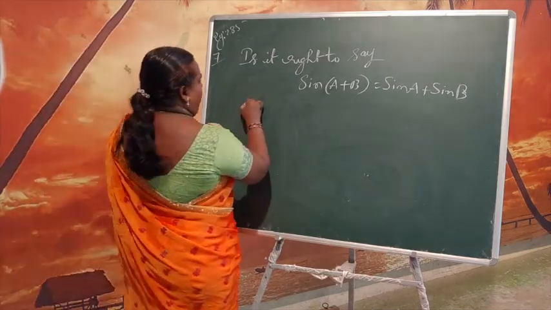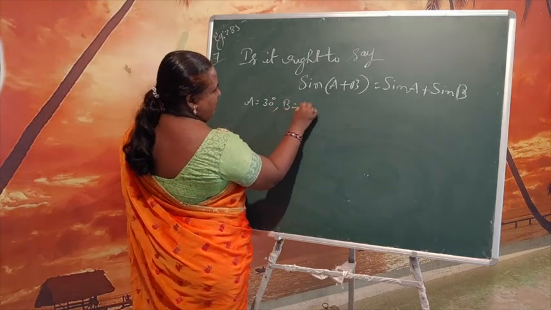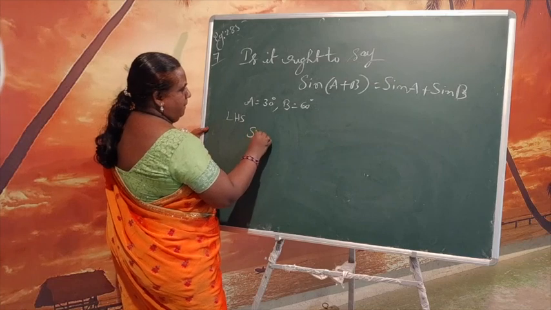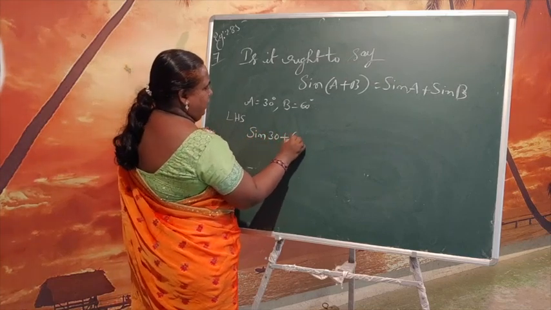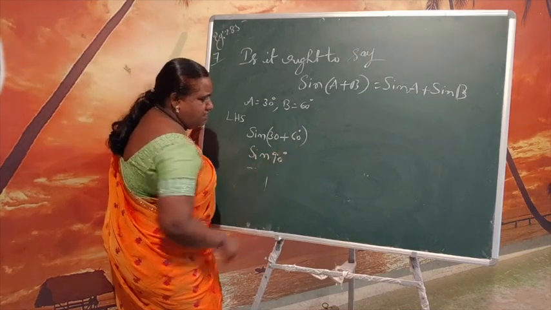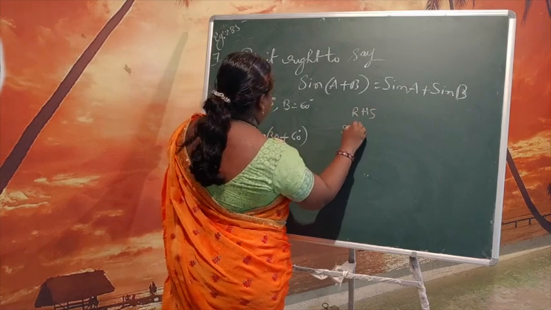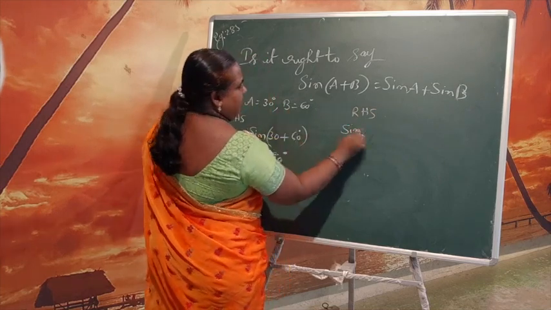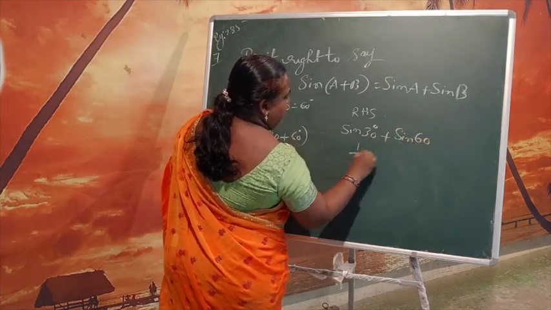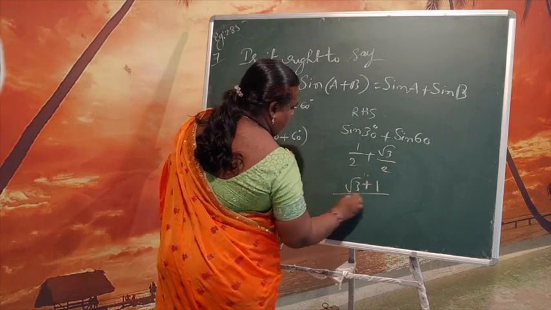So I am taking A is equal to 30 degrees and B is equal to 60 degrees. Shall I? Now apply LHS. Sin of 30 plus 60. How much, children? Sin 90. So sin 90 is 1. Now go for RHS. Sin A plus sin B means sin 30 plus sin 60. Sin 30 is half, sin 60 is root 3 by 2. So root 3 plus 1 by 2.